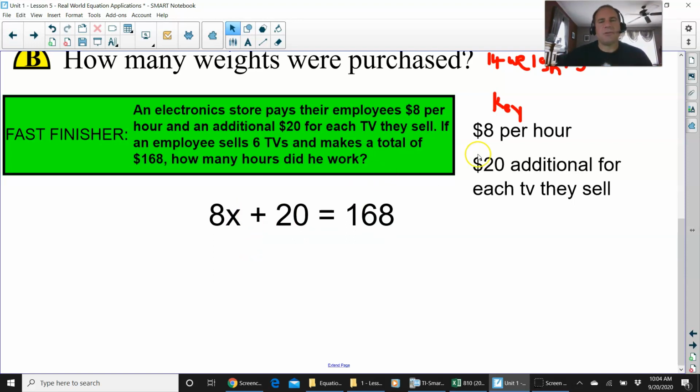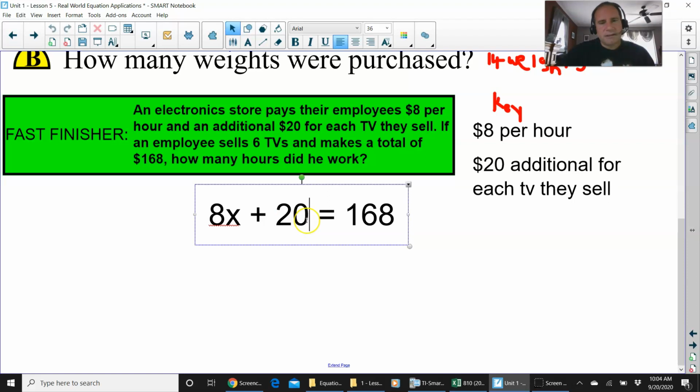Well, this is the problem. If an employee sells 6 TVs and makes a total of $168, how many hours did they work? Well, this 20 does not represent 6 TVs. It represents 1. So if you tried this problem and left it at 20, you fell into something that a lot of people fall into, where saying, all right, it's $20. But no, that's 1 TV.